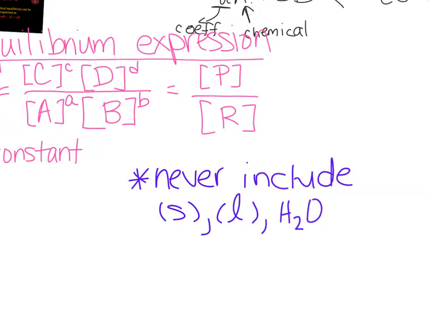Wait, where are we never including these? In the expression. So, if your chemical equation consisted of a solid breaking into pieces and being aqueous, you would never include the solid. You would only put the stuff that's aqueous. Does that make sense? So we're not going to put all of our reactants in the equation? Correct. If it's solid, liquid. Because these guys basically aren't going to change with concentration. What if everything has a solid? Then there should be no reaction happening.